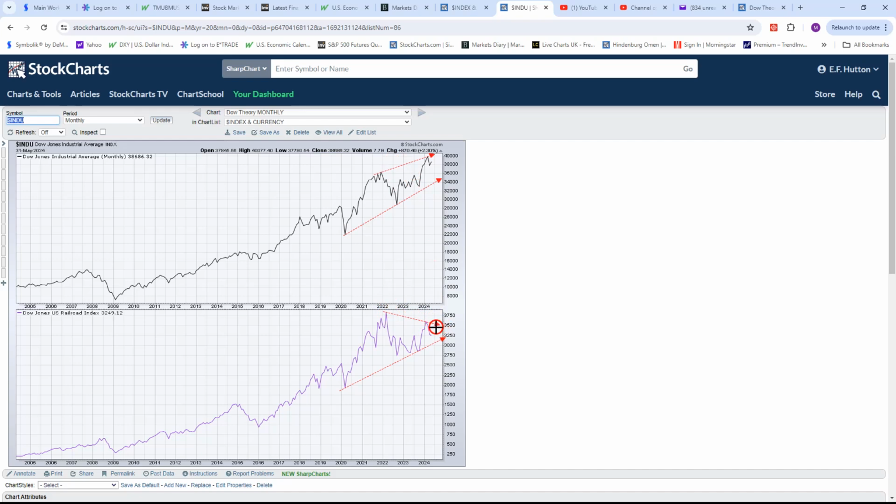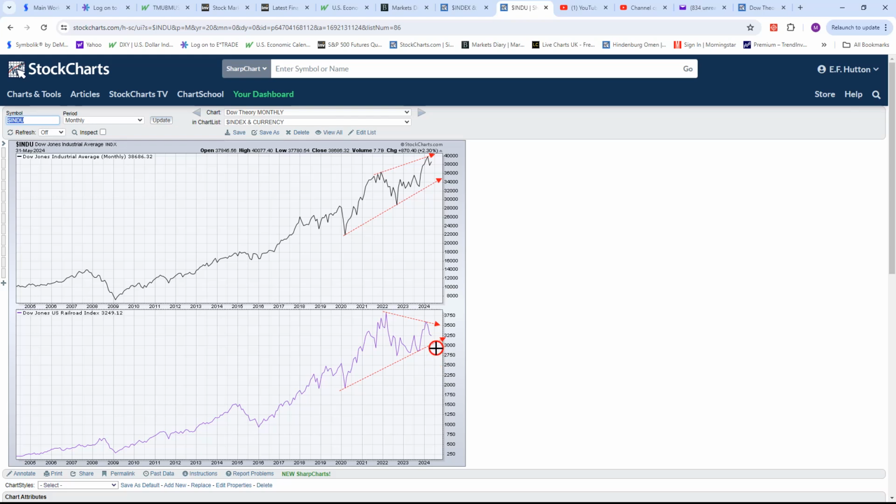If the railroad index can exceed this high from 2022, that would rectify that bearish divergence. And I say that about the railroad index and the transportation index for that matter, which is very similar to this. The transportation index doesn't have such a gap here between the arrow or the trend line and price at the moment.